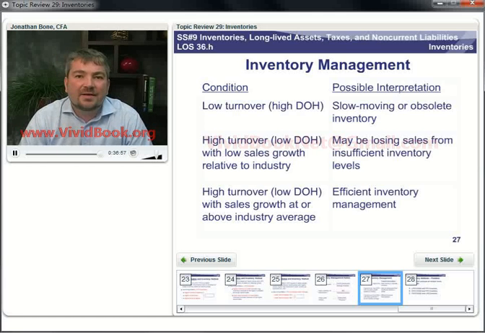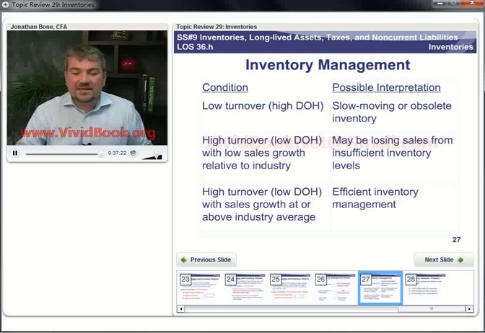High turnover, low days of inventory on hand, okay, with sales growth that is above industry average. Well, that would, of course, indicate efficient inventory management. We're making high sales, and our sales are growing at a very rapid rate, but we've got low days of inventory on hand, meaning we're holding the minimum amount of inventory that we require. So we're being very efficient.